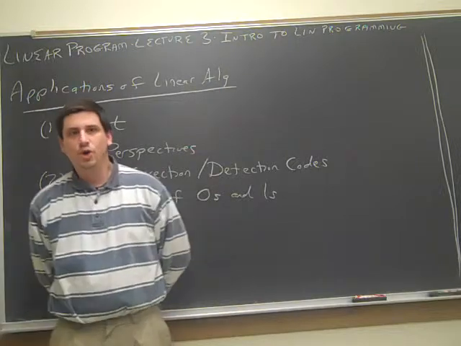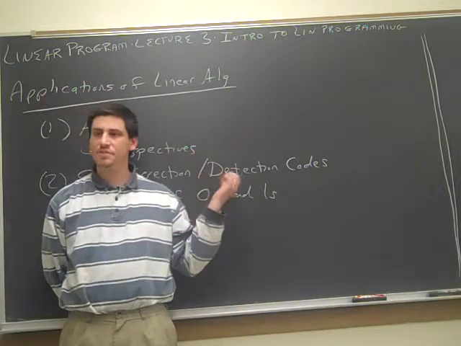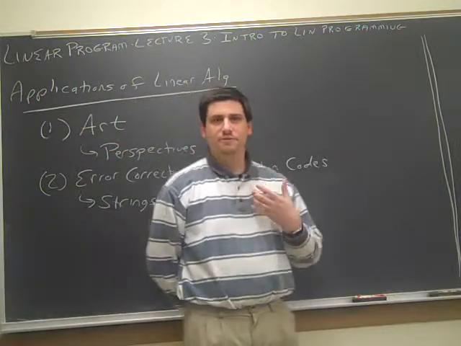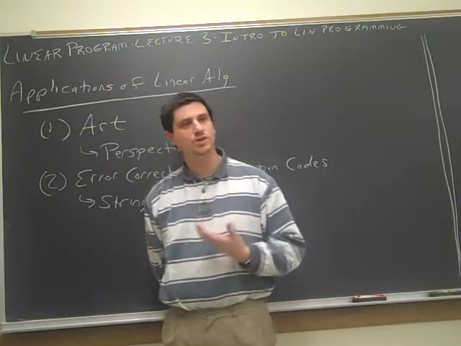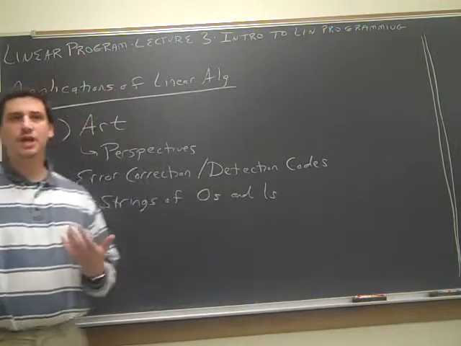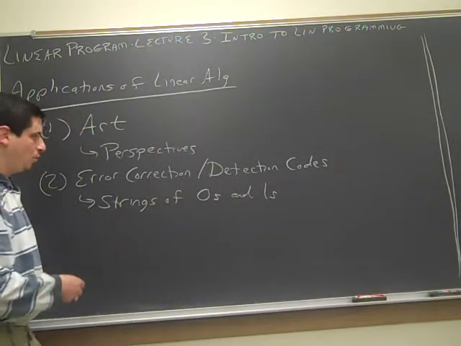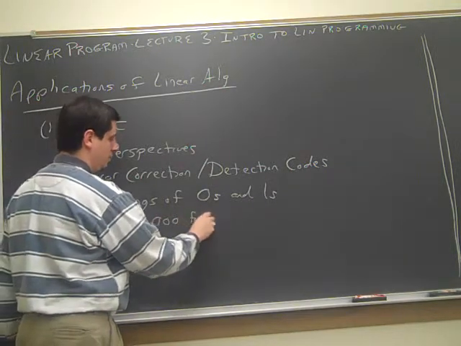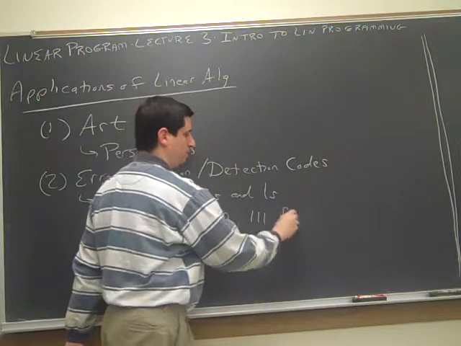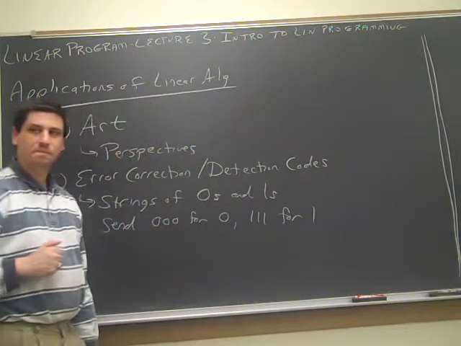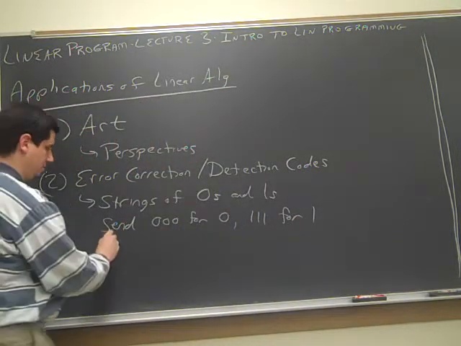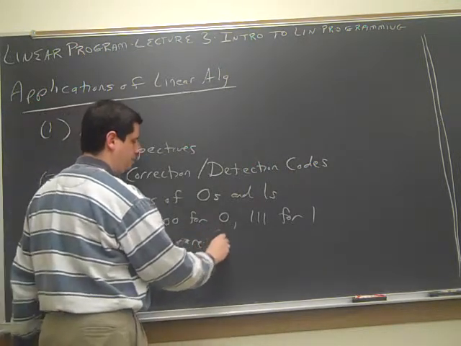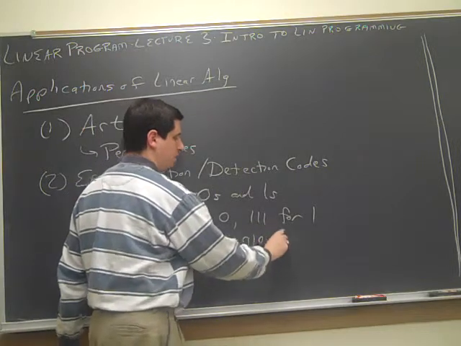So the problem is, what happens if we receive one of the bits incorrectly? You don't want the whole message to be corrupted because of one transmission error. So if transmission errors are rare, one way around this is to send 000 for 0, send 111 for 1. If transmission errors are rare, if you get 010, what was intended?